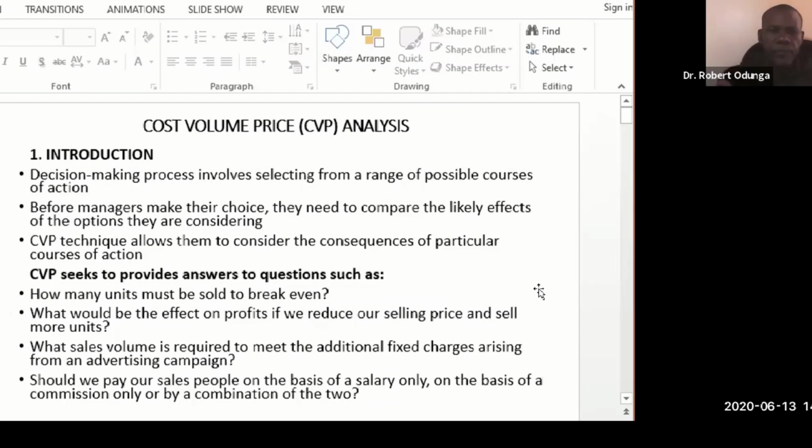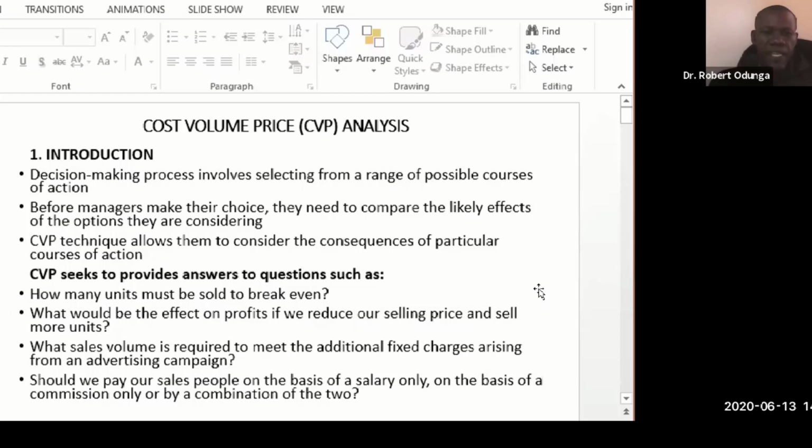The decision-making process involves selecting from a range of possible courses of action. So naturally, we are faced with so many alternatives. Like if you're an investor, you may have a wide range of investment opportunities. So you need to select which viable investment opportunity you need to go with. And you don't just sleep and wake up and say, I'm not putting my money here. You need to have some analysis done for you to have a basis for investing in that particular investment and not the other one. So this is what managers do day to day.